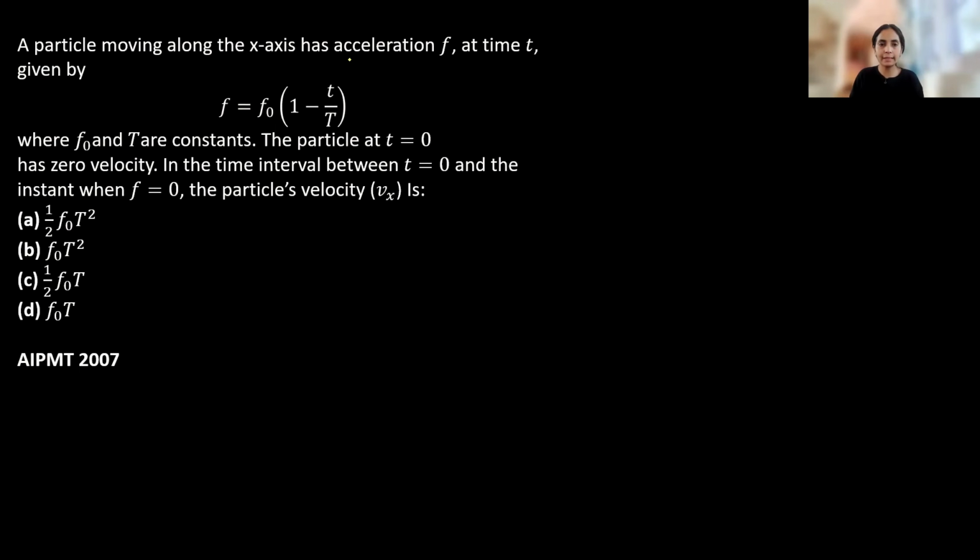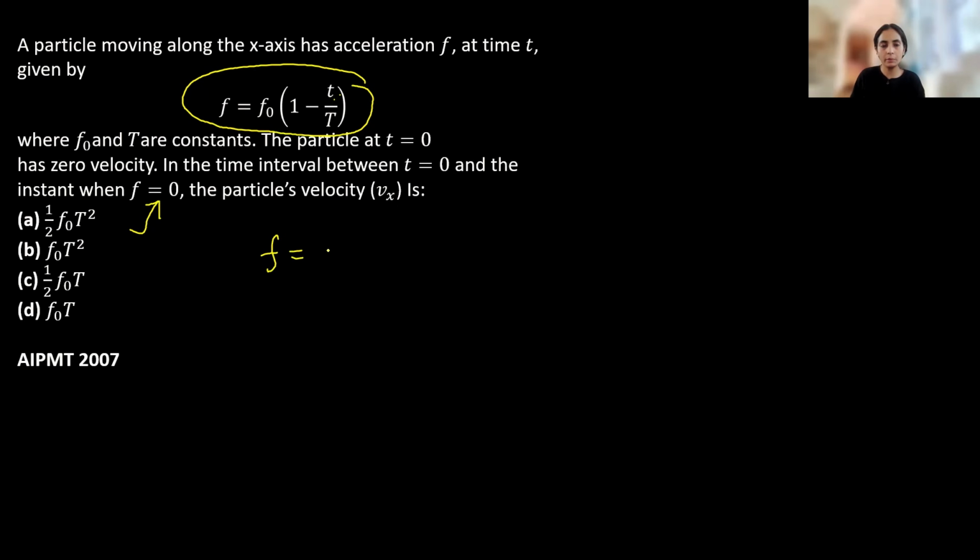A particle moving along the x axis has acceleration f. Okay, so f as a function of time t is given. f is the acceleration, t is time. Okay, f naught and T are constant. The particle at t equal to 0 has 0 velocity. In the time interval between t equal to 0 and the instant when f equal to 0, the particle's velocity is. So what will be the velocity of particle at the instant when its acceleration is becoming 0?